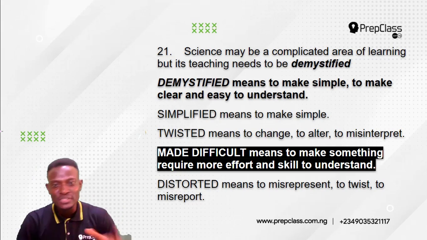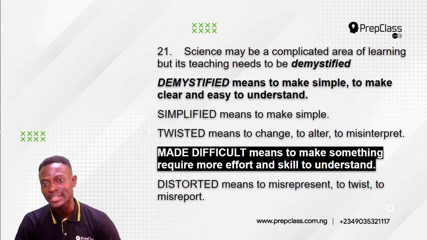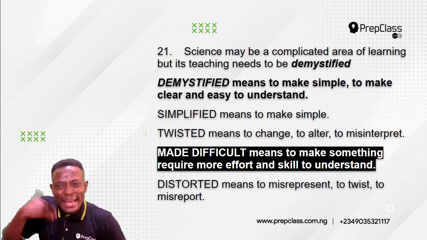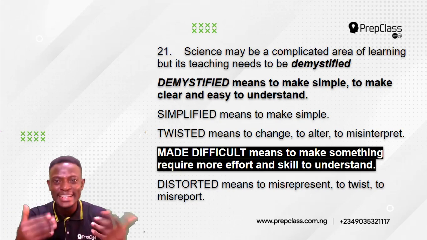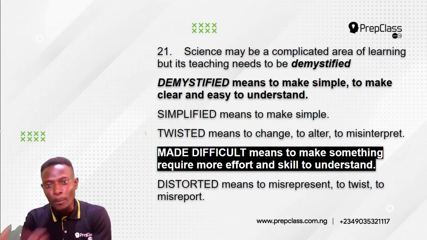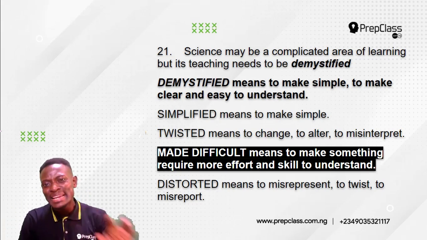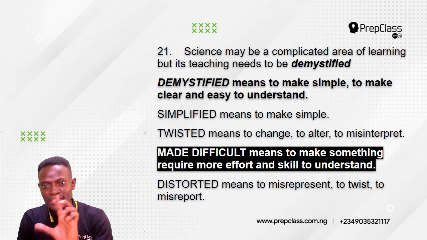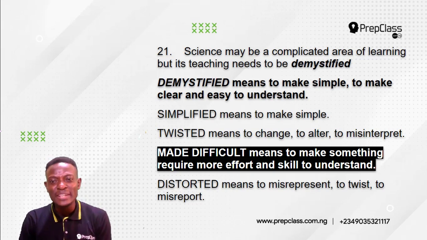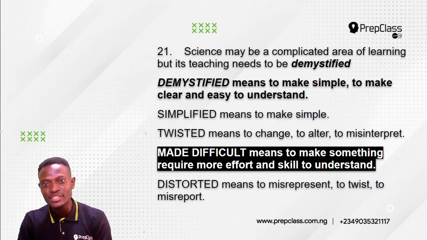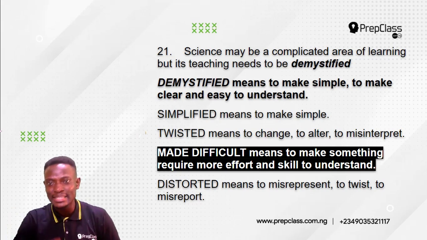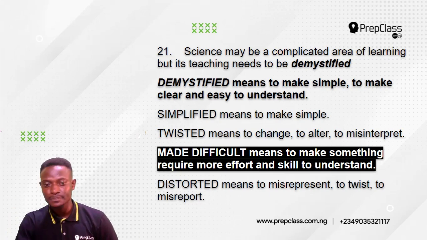So which of these options is the opposite in meaning to demystified? Remember, demystified means to make simple, to make clear and easy to understand. Now, the opposite of demystified is made difficult. If it is not made simple, it is made difficult. It requires more skill and effort to understand. So, the opposite of demystified is made difficult.